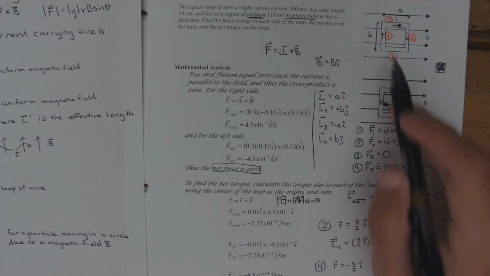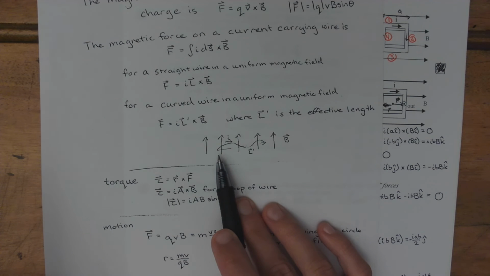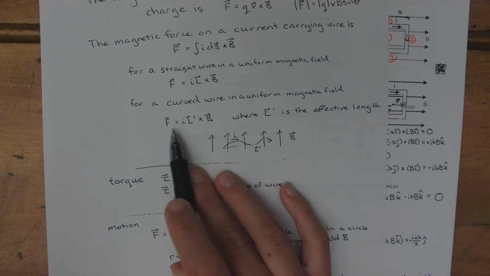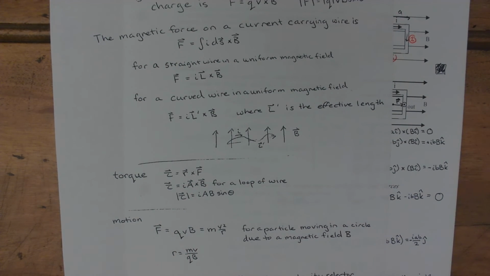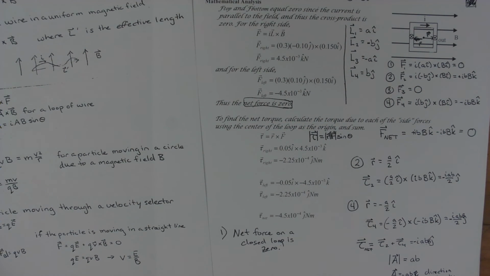Because for a closed loop, the current's going in a circle, the starting place and the ending place are the same. So L prime is equal to 0. So the net force is equal to 0. So you can use this to show that the net force on a closed loop is 0. And you can also do something like this. So I'm going to draw a wire here.